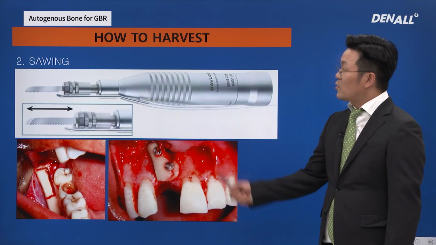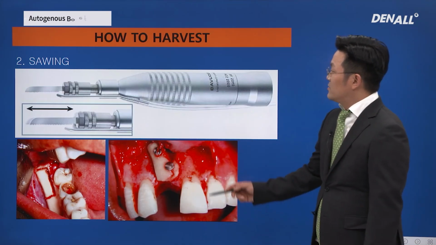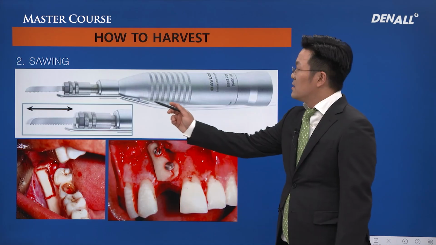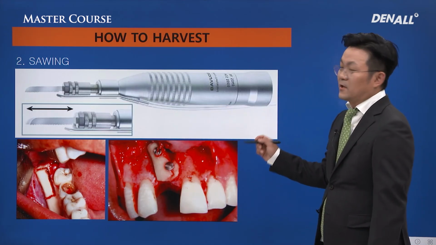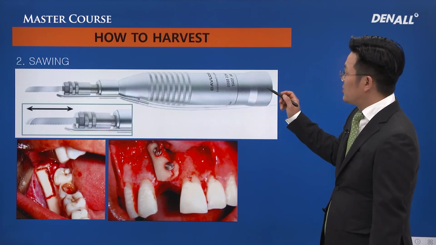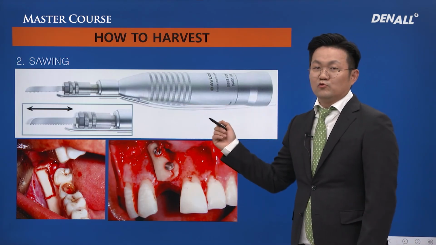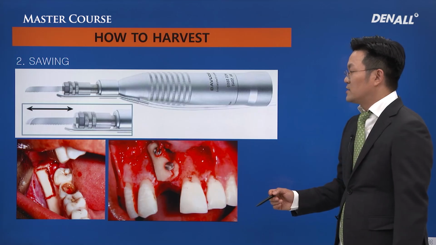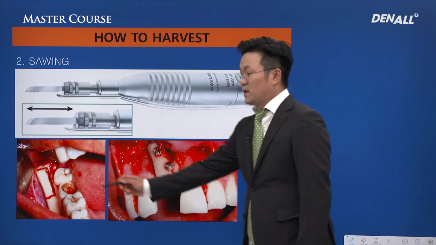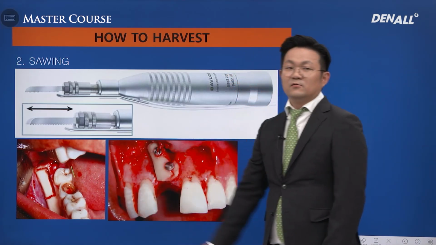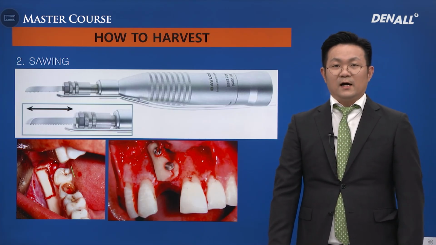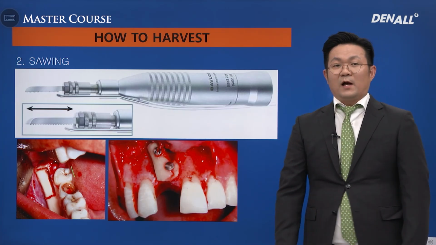Third, we can use sawing to harvest bone. The saws are not that expensive, so we can use a saw connected to the chair, moved forward and backward, and block bone can be harvested from the ramus using a saw.